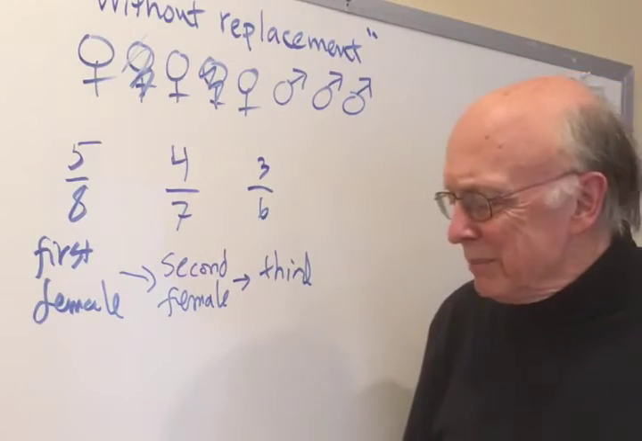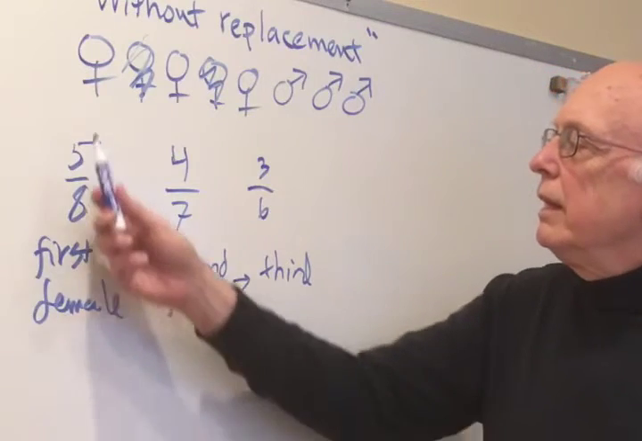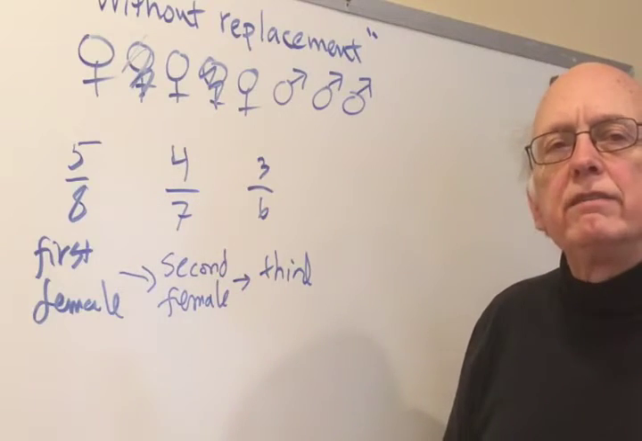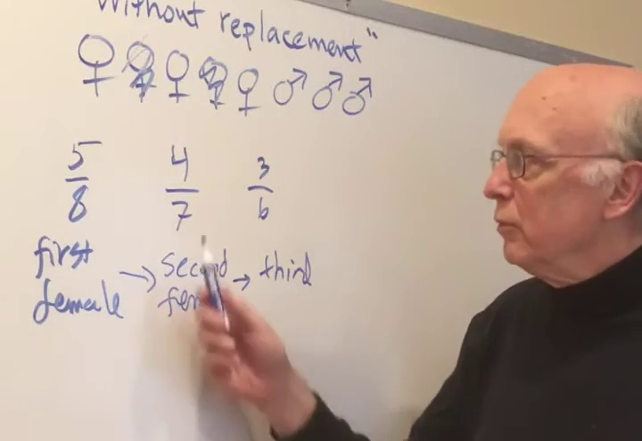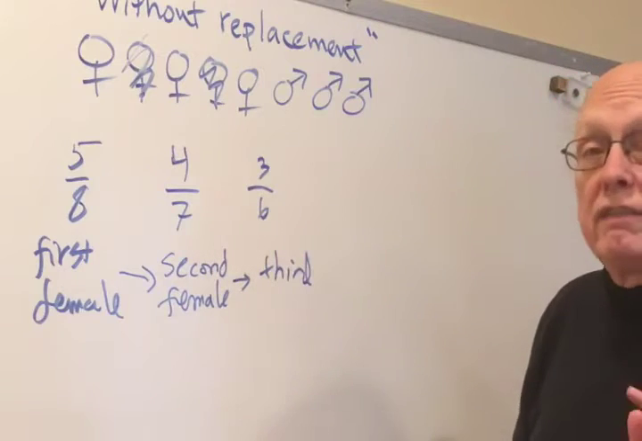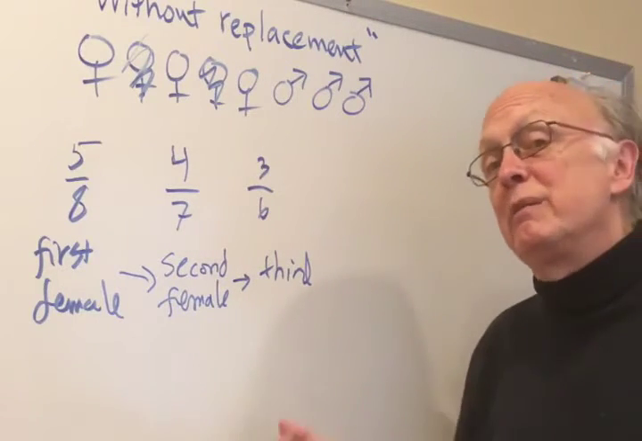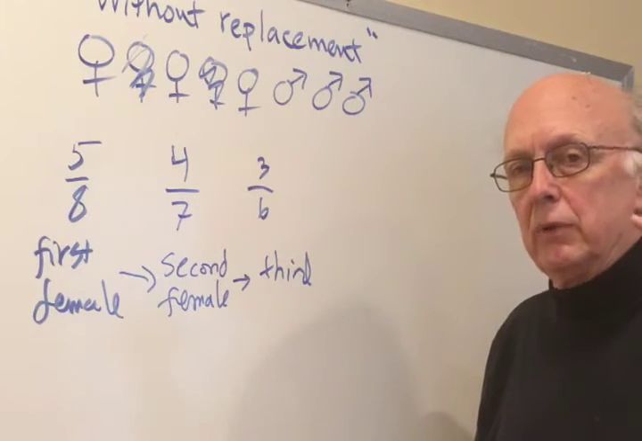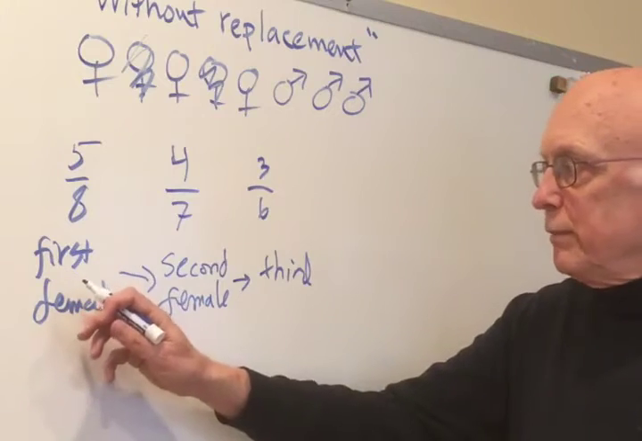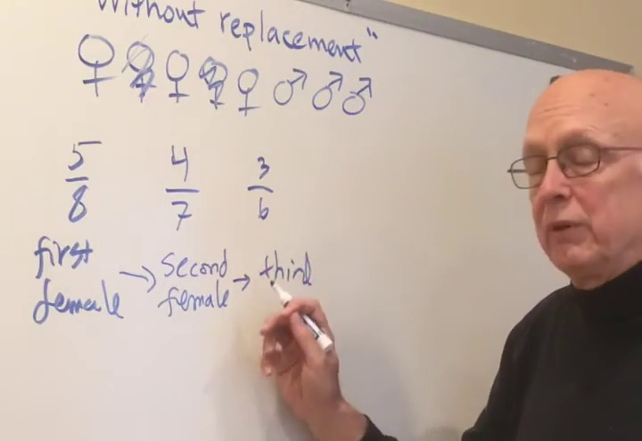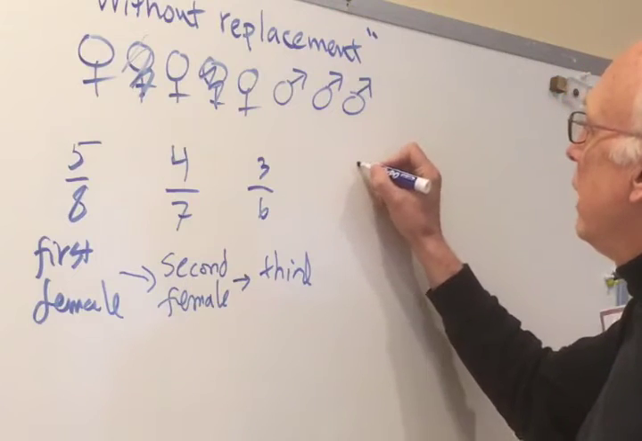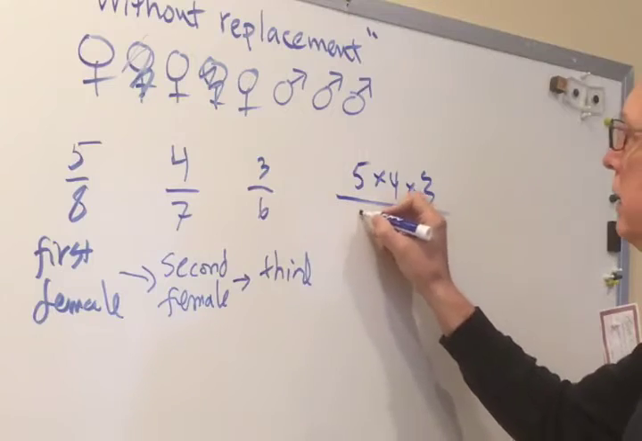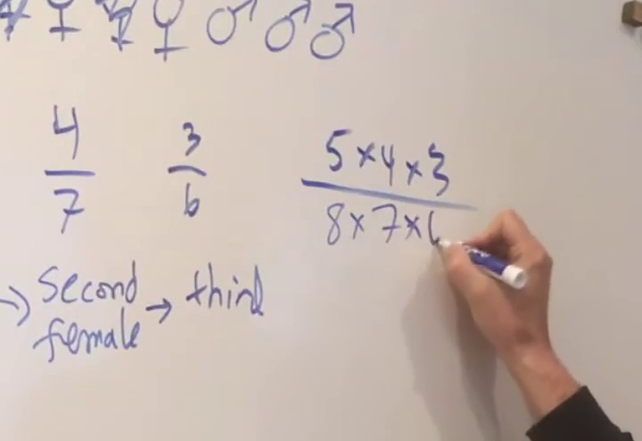And what do we do with these numbers? Well, we have to have the first one be female, and so 4/7 of those situations will get the second female, and 3/6 of those situations are the third female, and as you remember from the earlier videos, "of" is a clue for multiplication. Likewise, we need the first one to be female, and the second one female, and the third one female. That's multiplication. So I have 5 times 4 times 3 over 8 times 7 times 6.